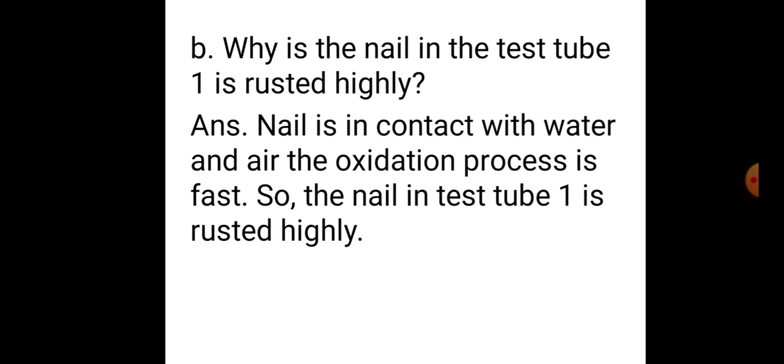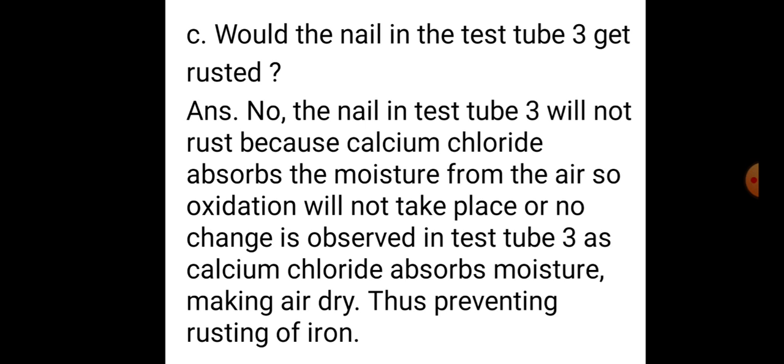Why is the nail in test tube 1 rusted highly? The nail is in contact with water and air, and the oxidation process is very fast here, and therefore the nail in test tube 1 is highly rusted. Would the nail in test tube 3 get rusted? No, the nail in test tube 3 will not get rusted because calcium chloride absorbs the moisture from the air. The chemical present in test tube 3, calcium chloride, absorbs the moisture from the air. So the oxidation process will not take place and no change is observed in test tube 3, as calcium chloride absorbs moisture, making the air dry. So the rusting of iron is prevented.